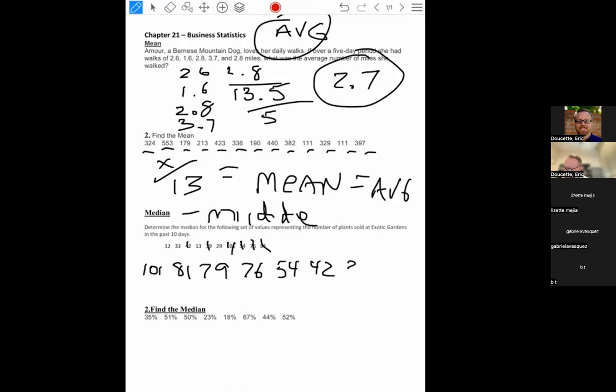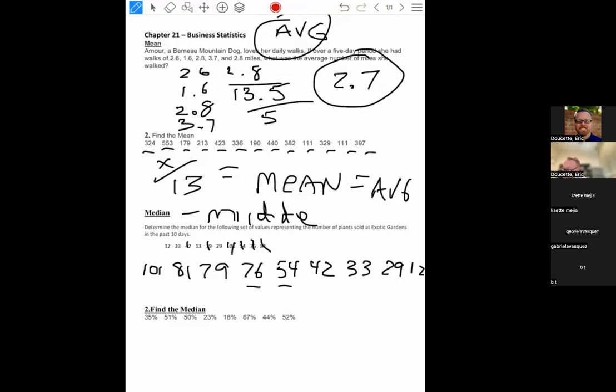Then you have 33. Then you have 29, and then you have 12. So there's your data set. You put it in order. Now you just need to find the middle number. So 1, 2, 3, 4, 5, 6, 7, 8, 9. Oh, there's 9 of them, right? So the middle one is going to be 4 and 4, right?